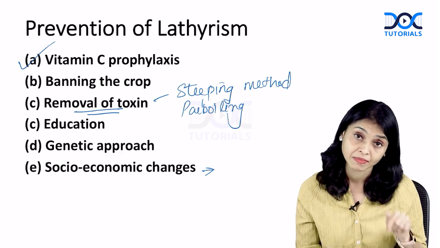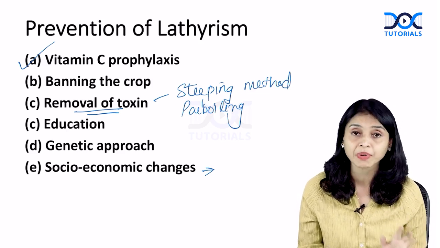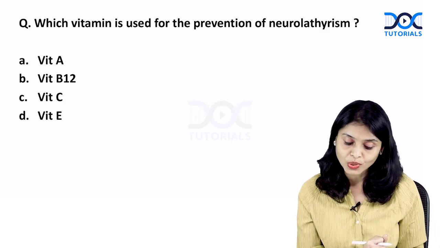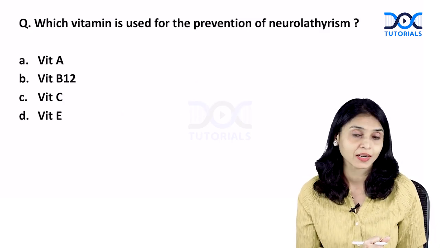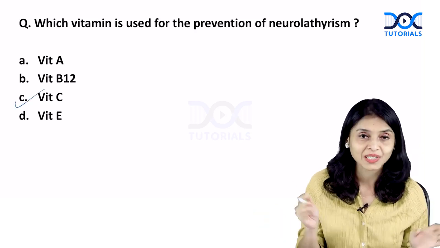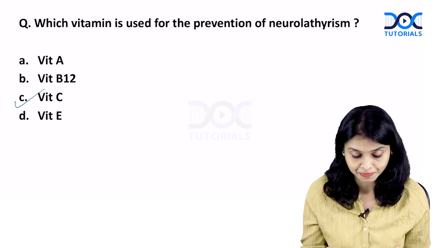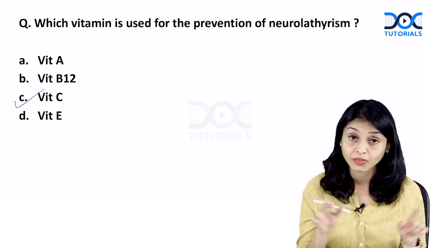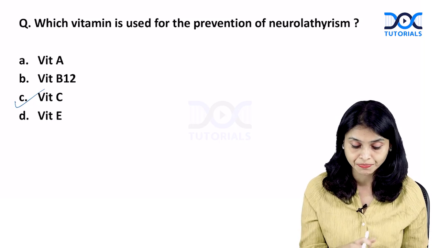And the question that came this time from prevention was, which vitamin is used for prevention of neurolathyrism? There is nothing without vitamin, right? It is vitamin C. The majority of questions were from vitamin C. So that covers 2 questions from neurolathyrism.